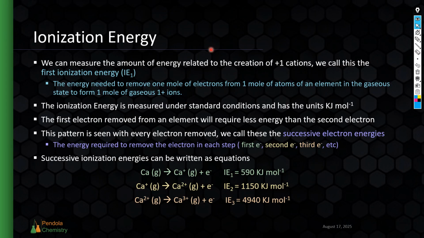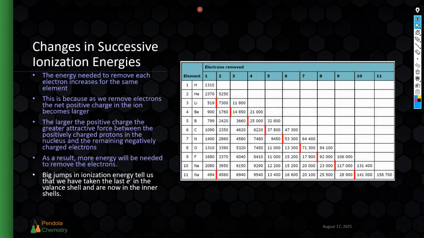Let's keep going now, because there is a pattern in this. In successive ionization energies, like I said, the energy needed to remove an electron increases within the same element as we go through. This is because as we remove electrons, the net positive charge in the ion becomes larger. And we can show this.